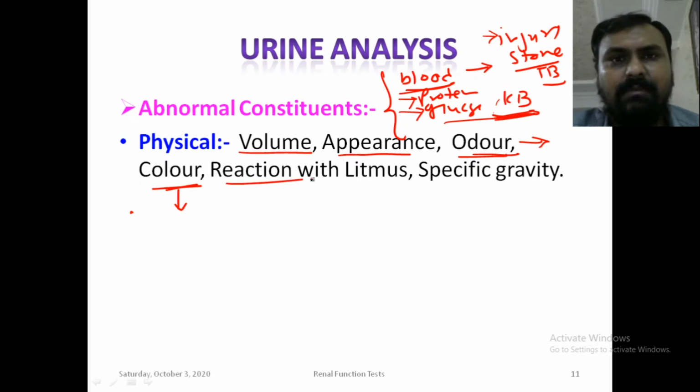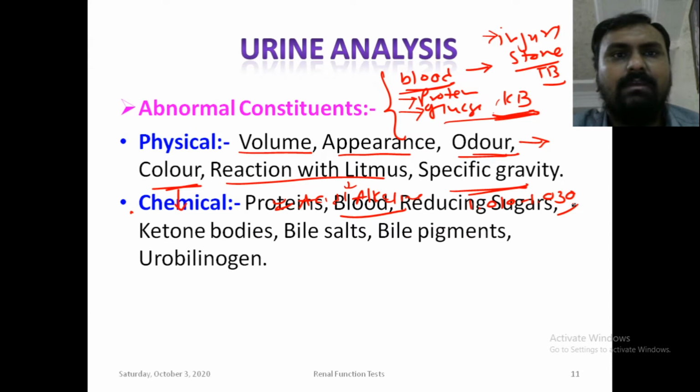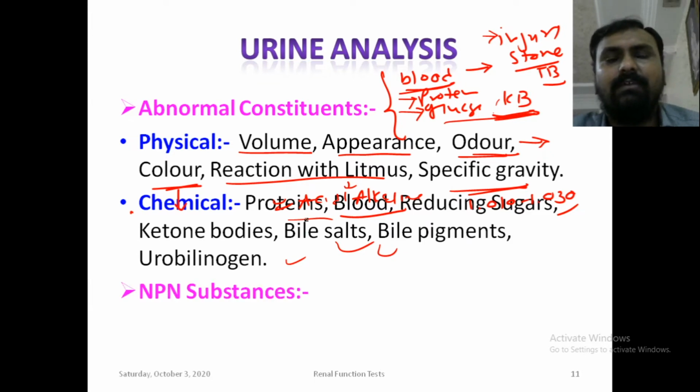Okay, reaction of litmus paper will help us identify whether urine is acidic or alkaline. Normally urine is acidic because of excretion of acids, and specific gravity is around 1.010 to 1.030. So we have to see everything. The chemical substances that can be present, protein, blood, reducing substance, ketone body, bile salt, bile pigment, these are all abnormal substances we can test for in urine analysis. So that will give us an idea about the function of the kidney.